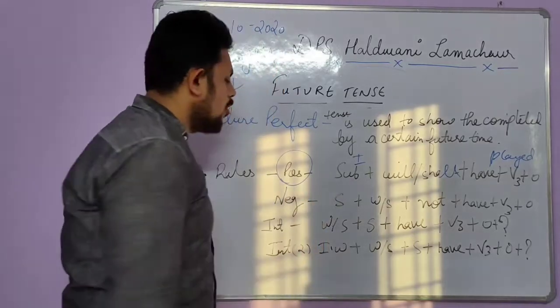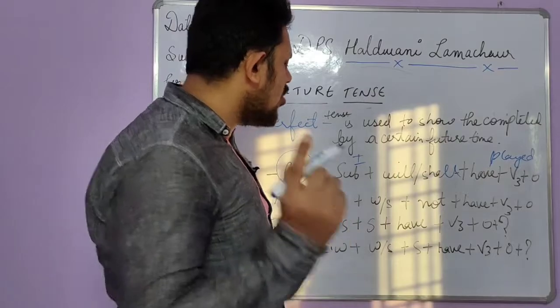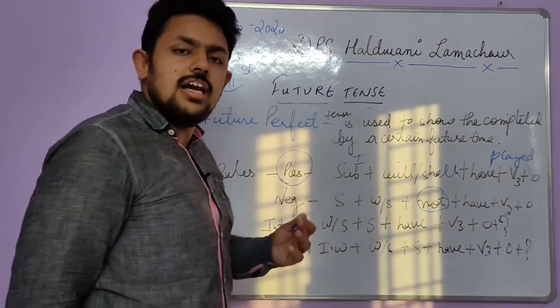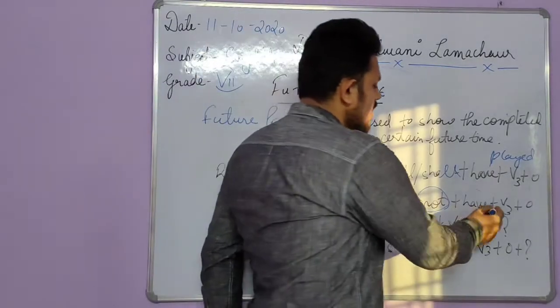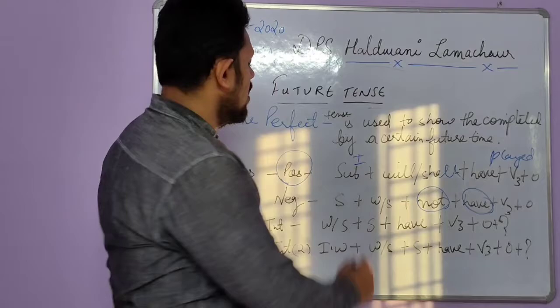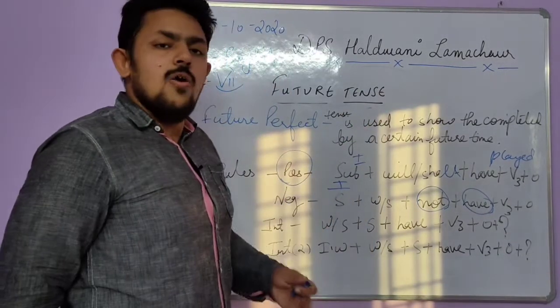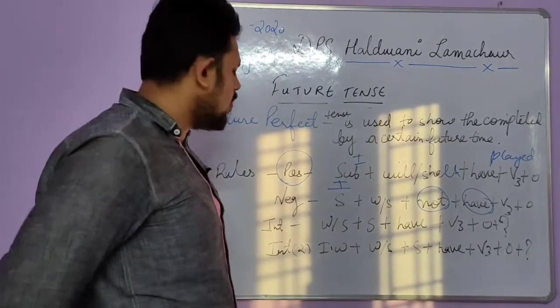Now see the negative form. I will not have played. Very easy. Now you are getting it. We just put the word not in the negative form, and in the perfect kind of a sentence we use have or has. Here we have the subject I, so we will use have. I will have played cricket. The third form of the verb.